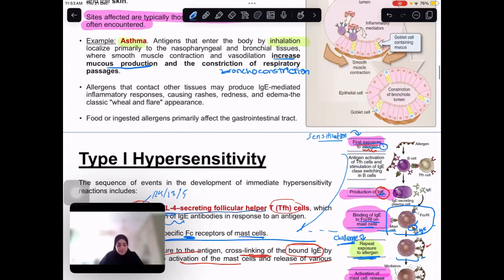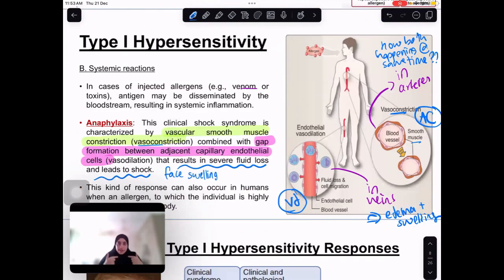We can also have it systemic. In the systemic, this is where the allergen is going to be everywhere, and it's going to be in the blood vessels, right? In this case, like in the venom or in the toxins. This is the systemic. I'm having injected allergens. And so what I will have is that I'll start to see that there's anaphylaxis, okay?